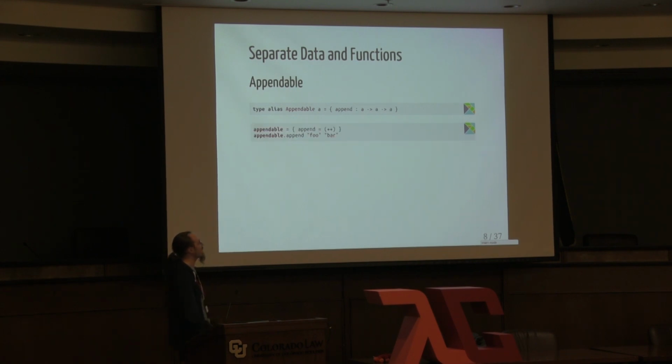And the next idea is the Appendable interface, which actually works just fine. You just make a data structure where you have your append operation in there, and then you can create it and use it. So this will just append two strings. The ++ operation here lets you append strings and lists. This is a little bit of magic because it uses some compiler magic to make the ++ work for strings and lists.